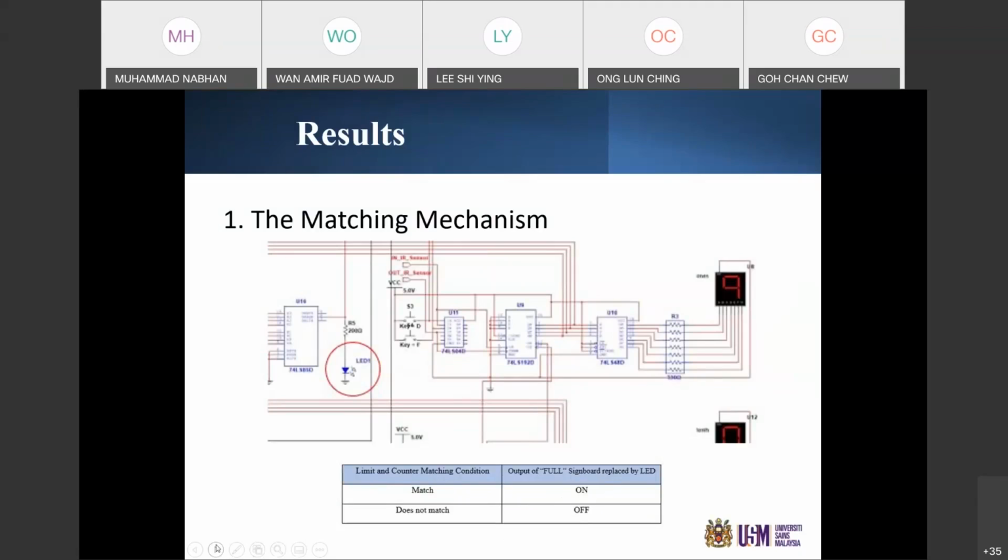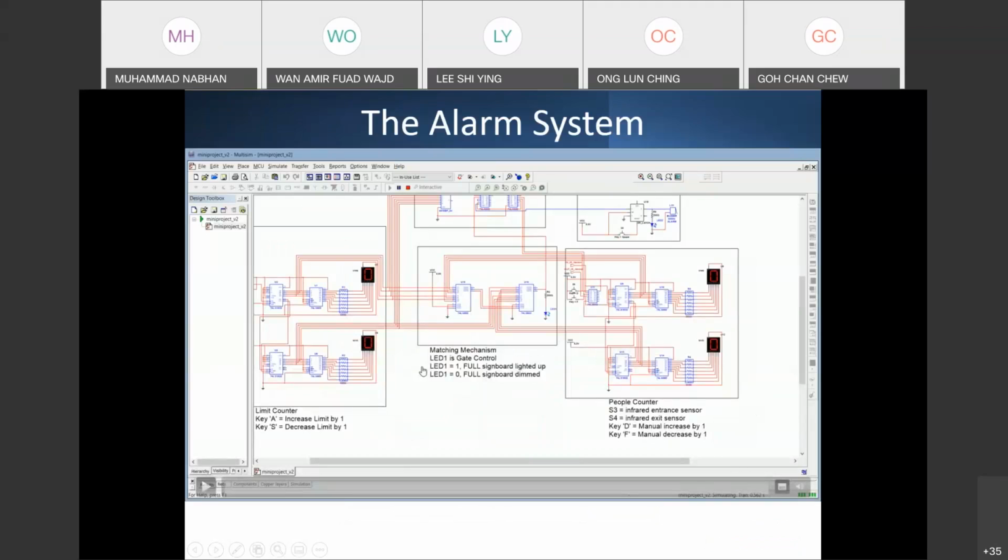Next, I will present to you the alarm system. How will the alarm system work? The entrance or the exit alarm system will go into alarm mode. As you can hear, there's a sound coming from the buzzer. In order to stop the buzzer, all you need to do is reset the SR latch by pressing the space key. Yeah, the sound is off. So that's all for me.